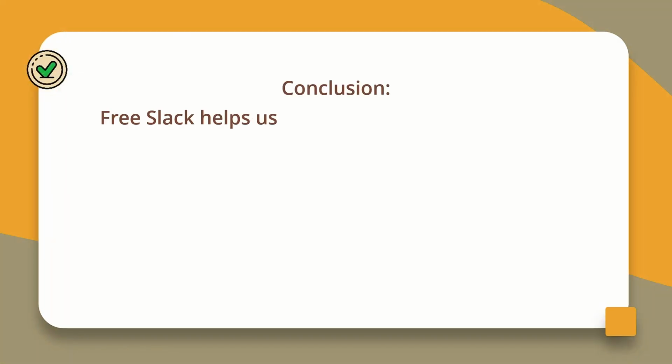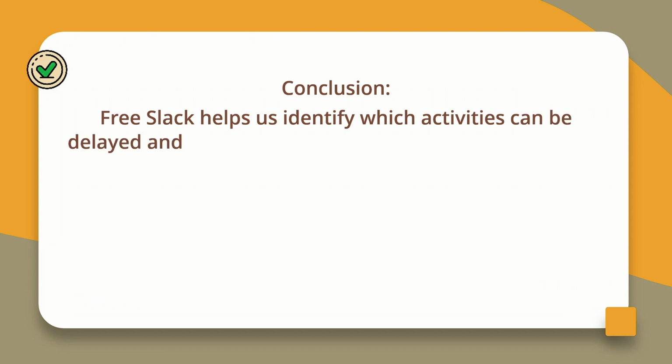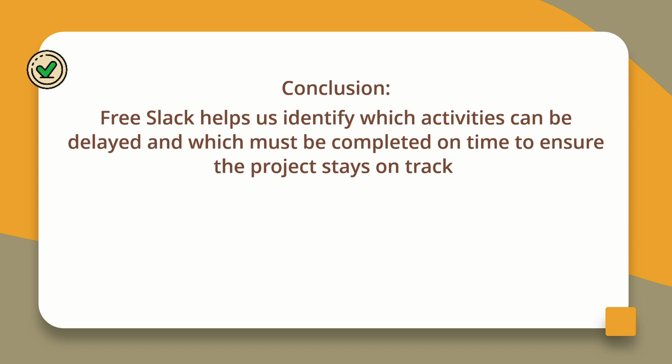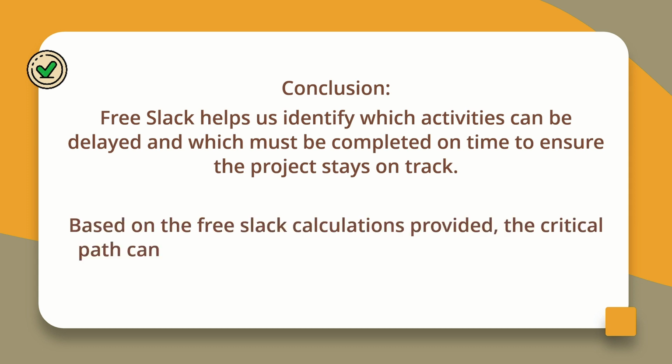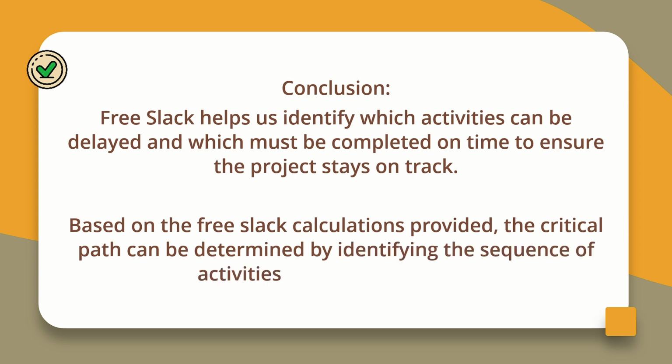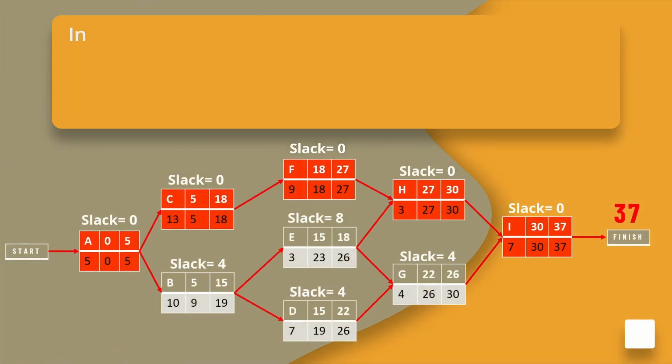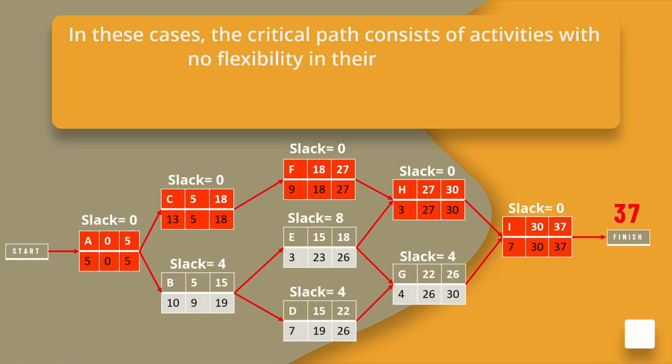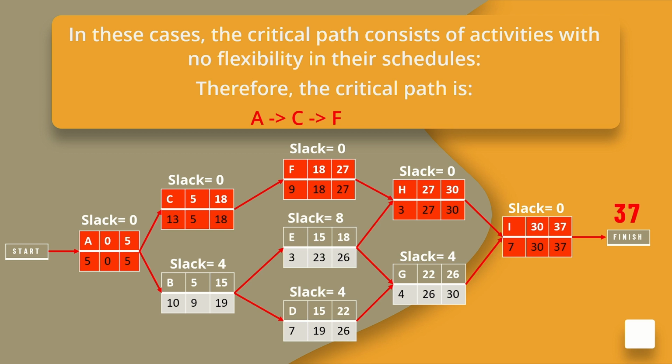Free slack helps us identify which activity can be delayed and which must be completed on time to ensure the project stays on track. Based on the free slack conclusion provided, the critical path can be determined by identifying the sequence of activities with zero free slack. In these cases, the critical path consists of activities with no flexibility in their schedules. Therefore, the critical path is A, C, F, H, and I.